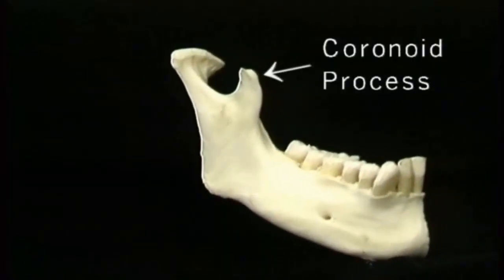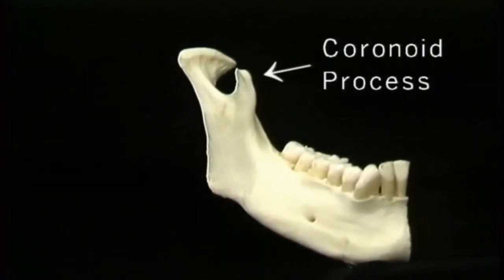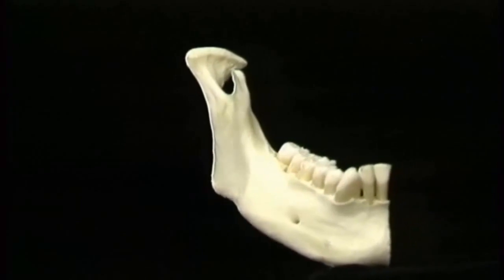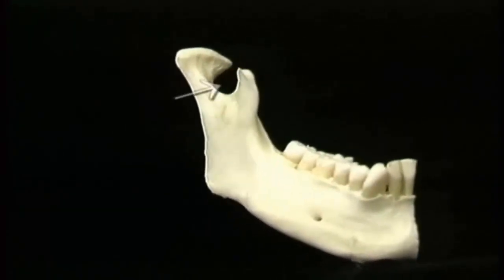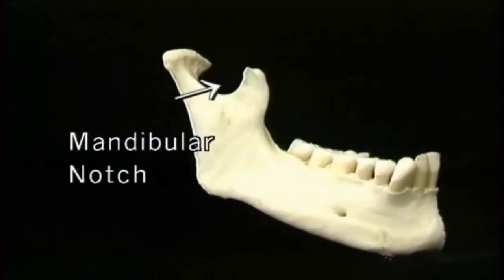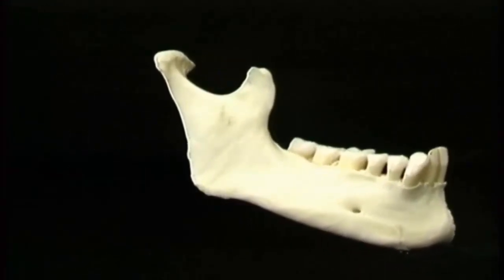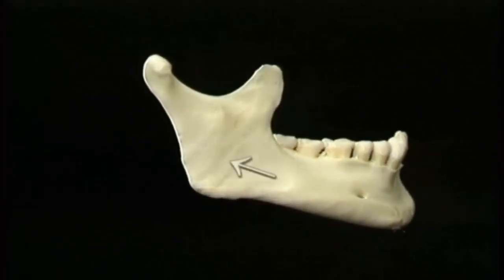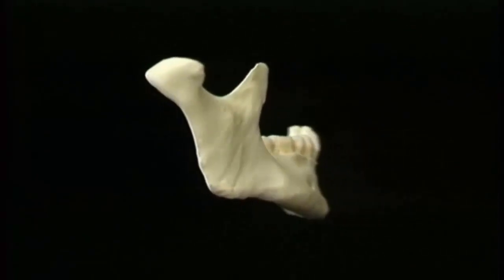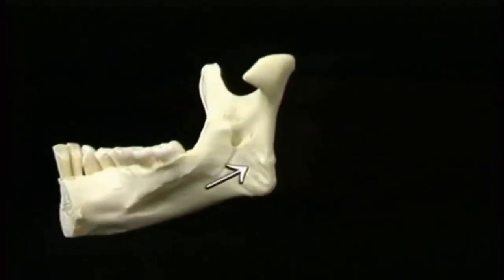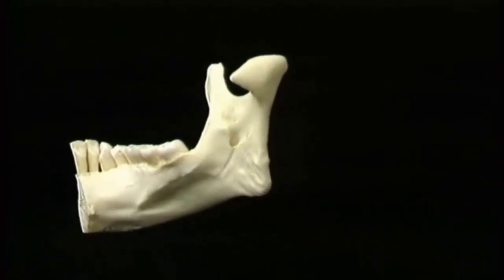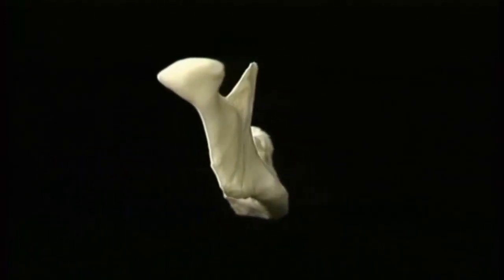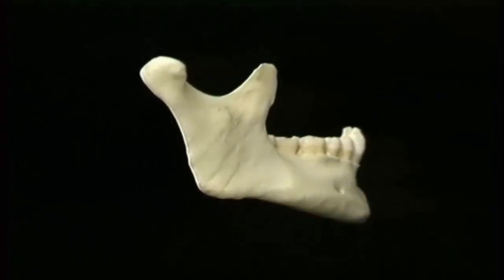The sharp, slender projection in front of the condyle is the coronoid process, a major muscle attachment, as we'll see. The dip between the coronoid process and the condyle is the mandibular notch. The angle of the mandible is roughened on the outside and on the inside by the insertions of a matching pair of muscles, the medial pterygoid on the inside and the masseter on the outside, which we'll see shortly.